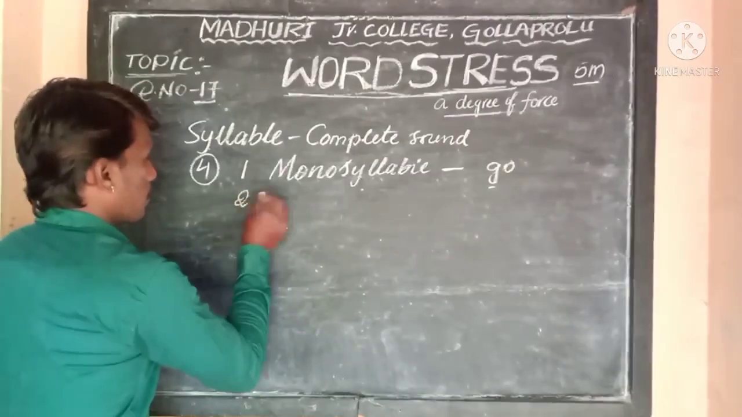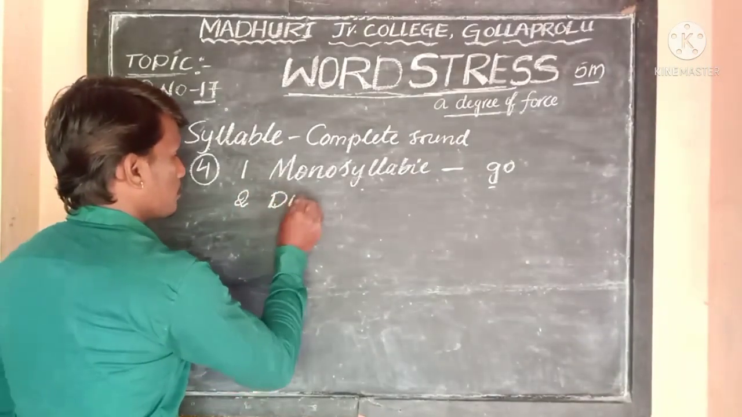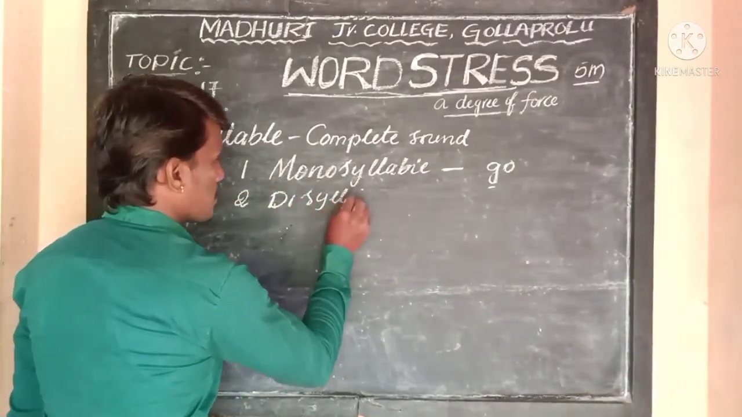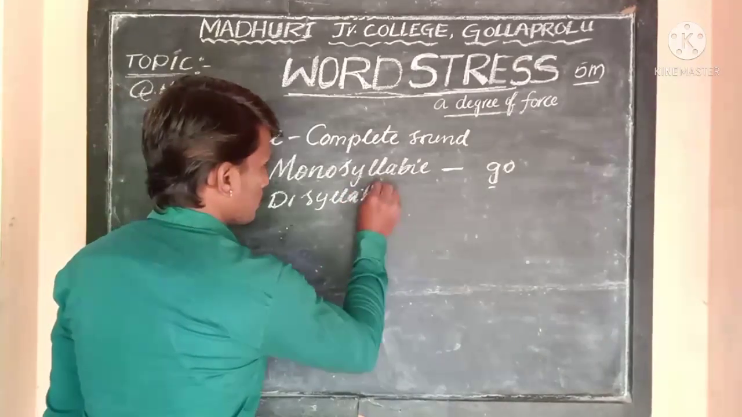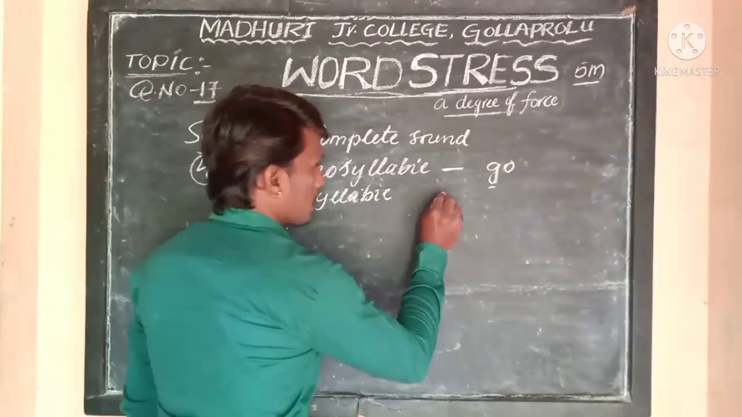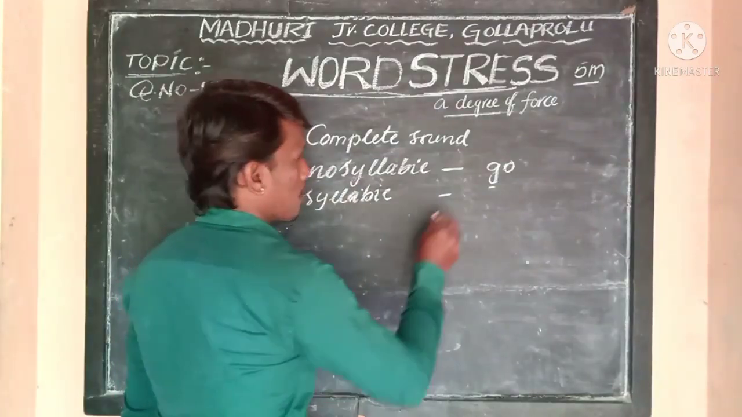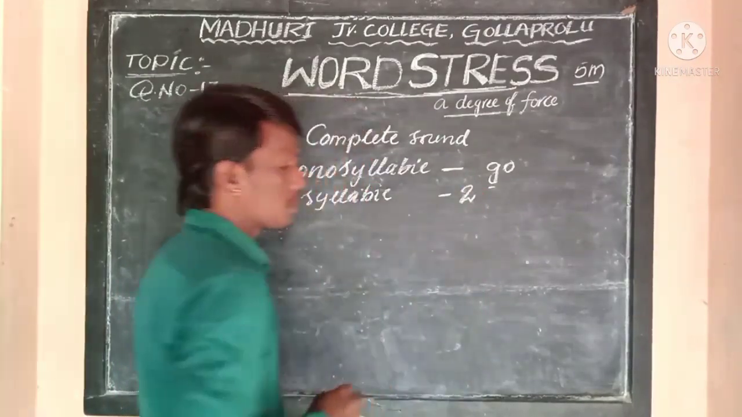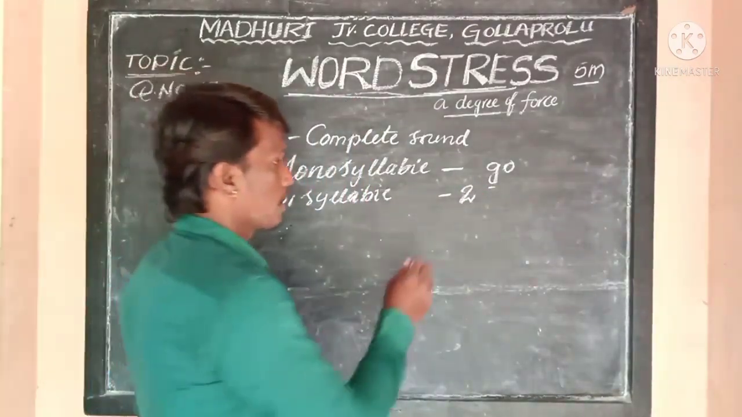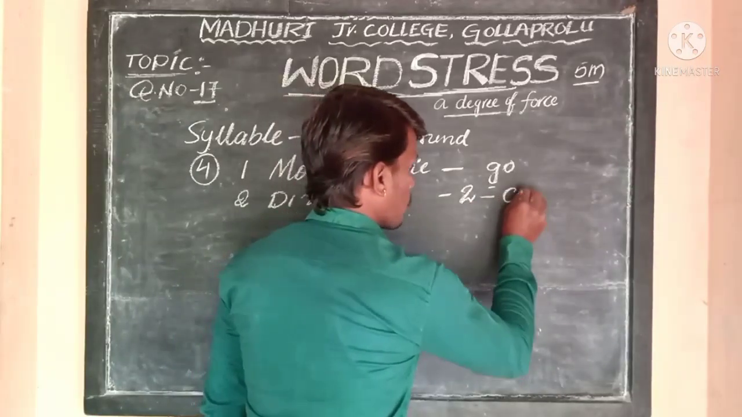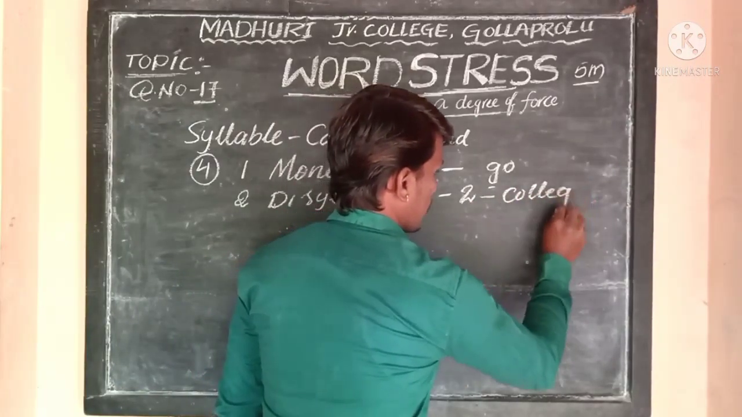Now another one is the disyllabic word. A disyllabic word means a word that has two syllables. If the word has two syllables, that is a disyllabic word. The best example is college. College.